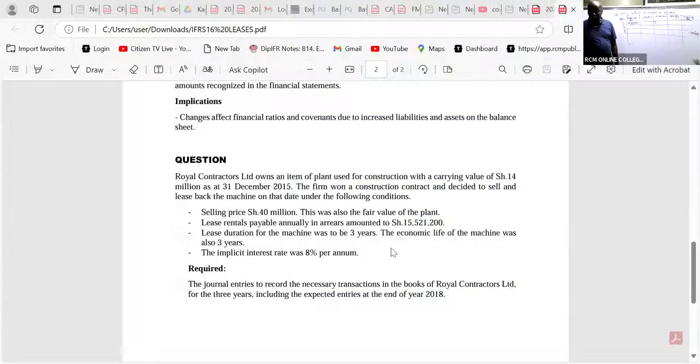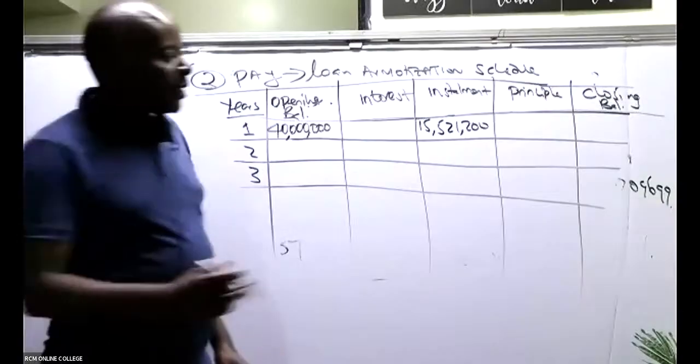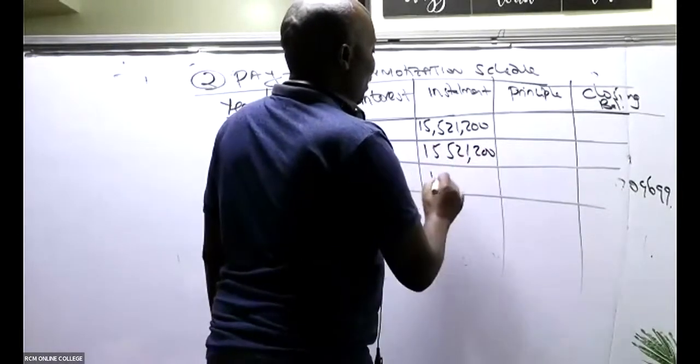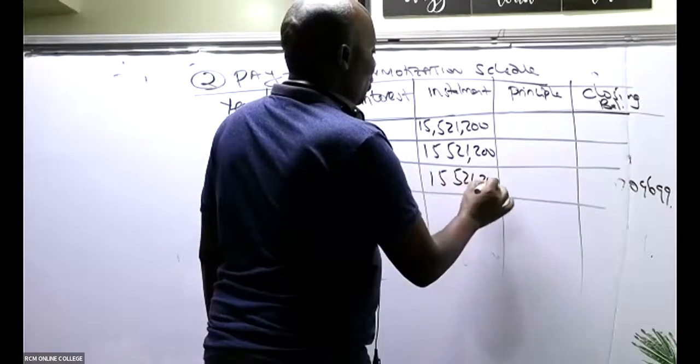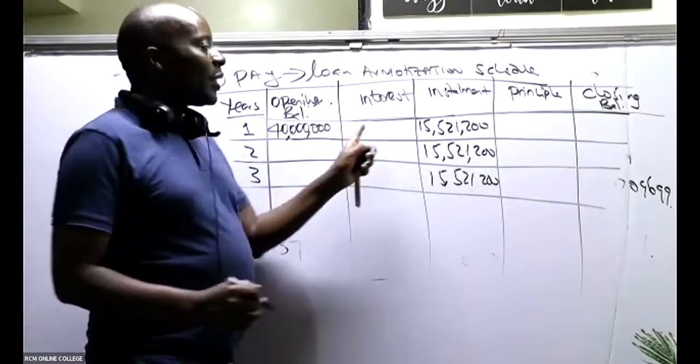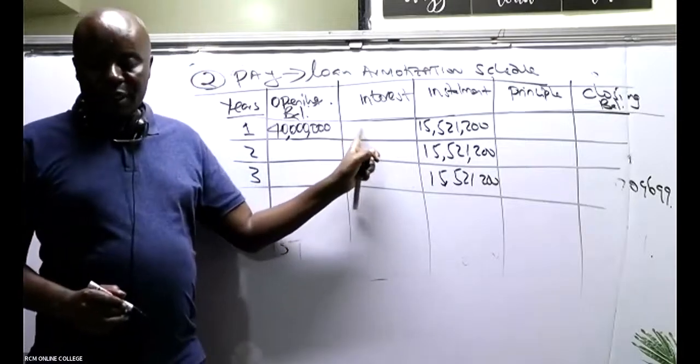So we know it's 15,521,200. And then remember, we are paying this on an equal basis. 15,521,200. Remember, it can't be that easy. There will be issues like what? Interest. Interest will be there.